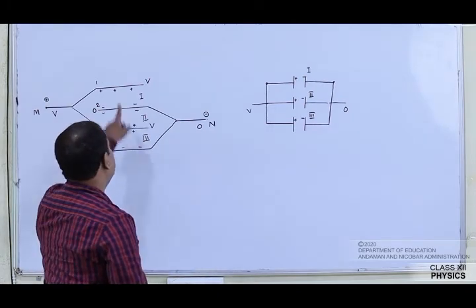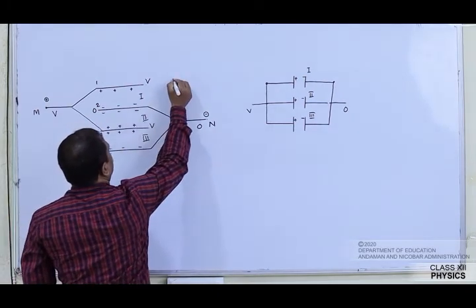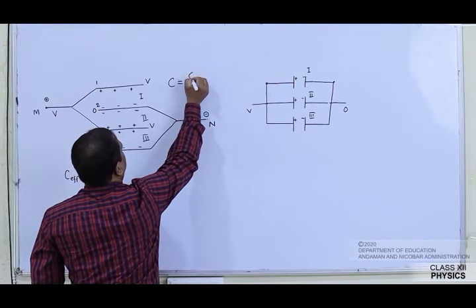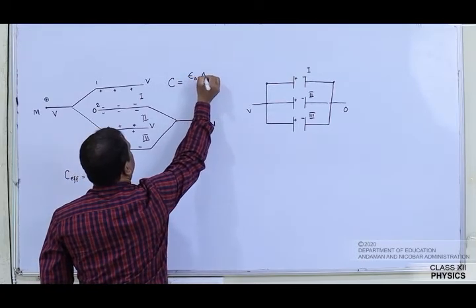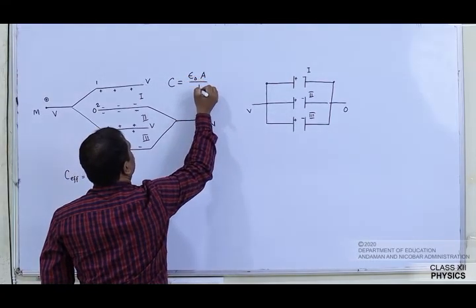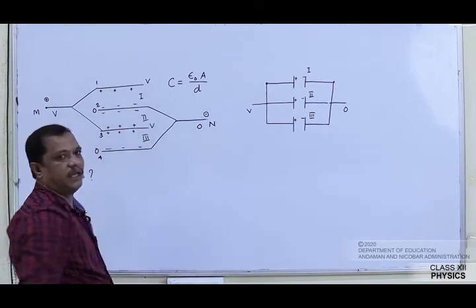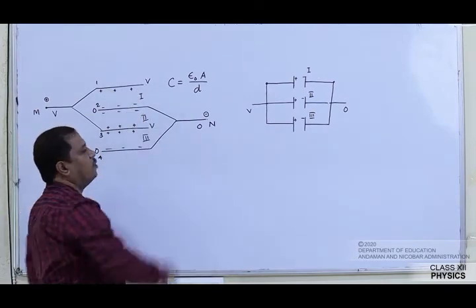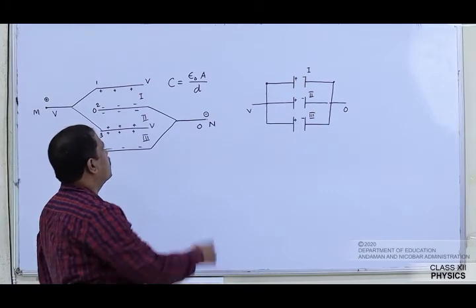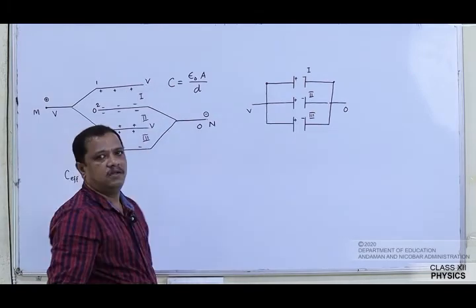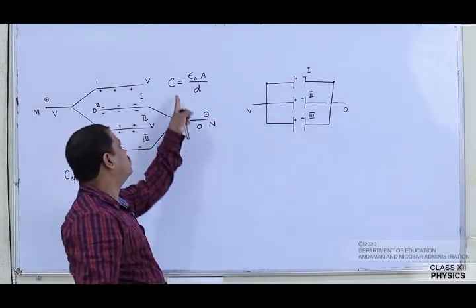As such, each capacitor will have a capacitance of C equals epsilon 0 A divided by D, because already we assumed that area of each plate is A, the separation between 2 consecutive plates is D, and free space is between the plates. So therefore this will be the capacitance of each capacitor.